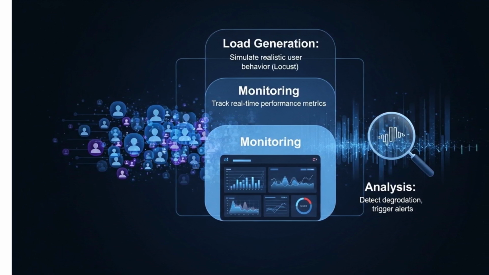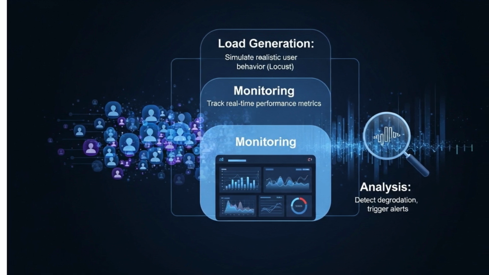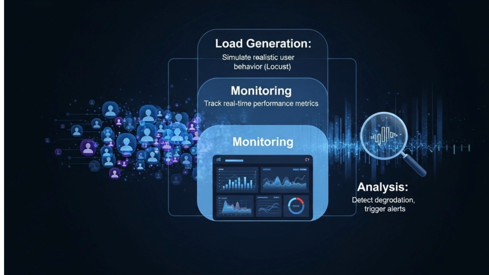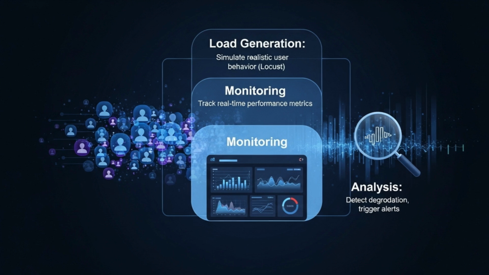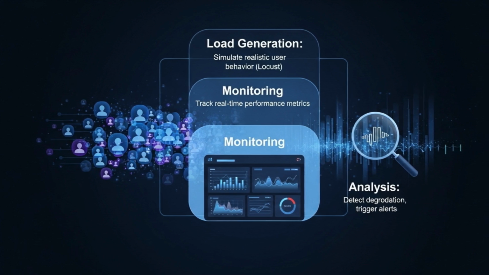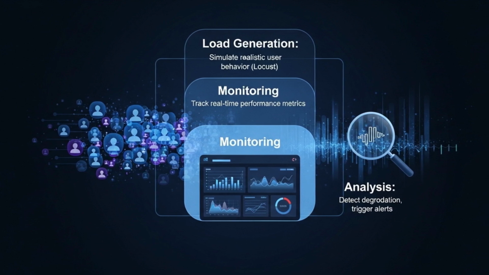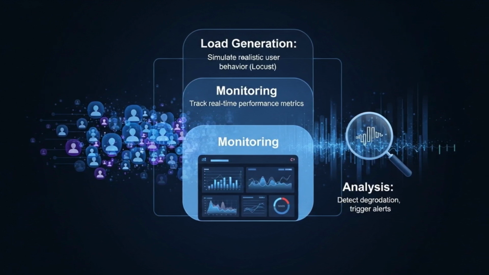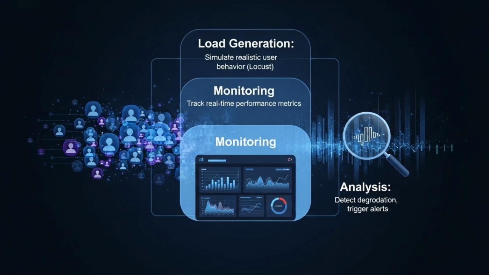Finally, the analysis layer takes all that raw data and turns it into actionable insights. Python scripts automatically detect performance degradation patterns and are configured to trigger alerts when predefined thresholds are breached. Together, these three layers give us a comprehensive, proactive, and intelligent way to understand and improve our system's performance.